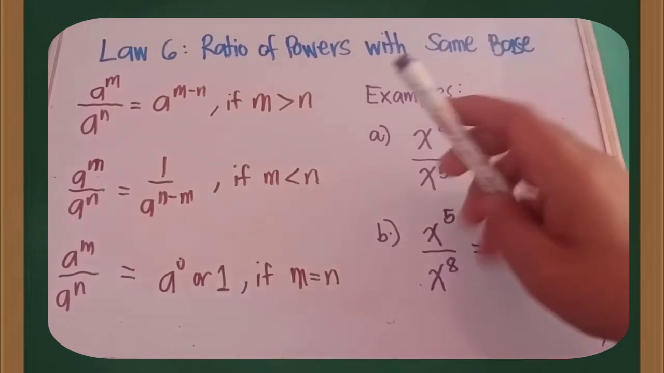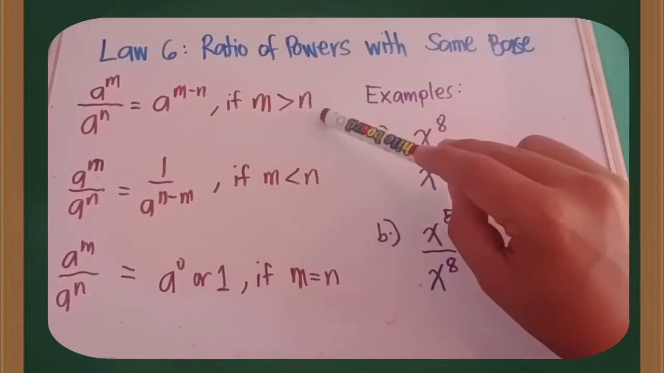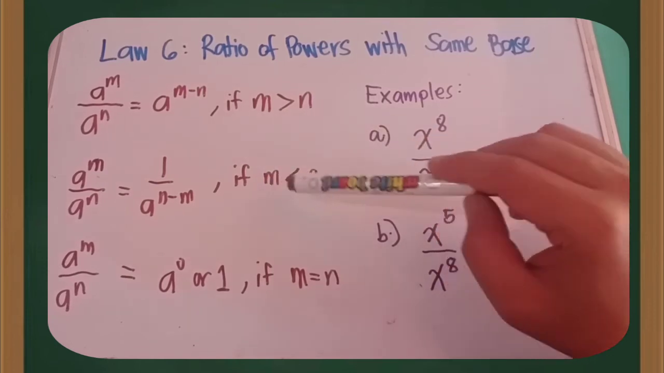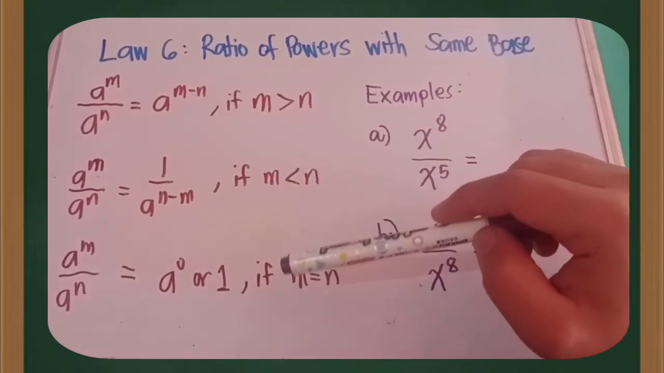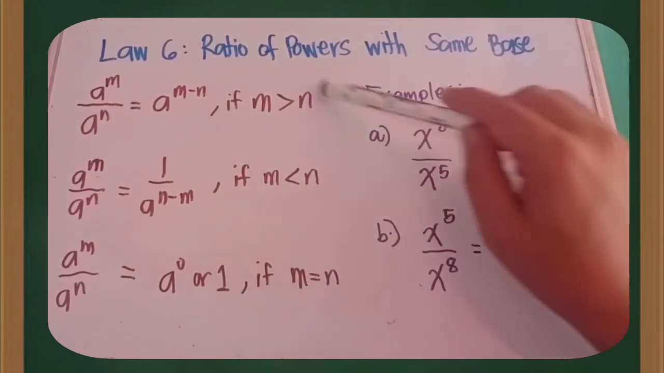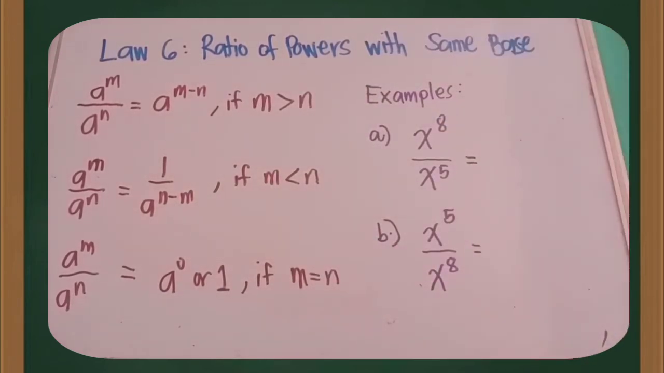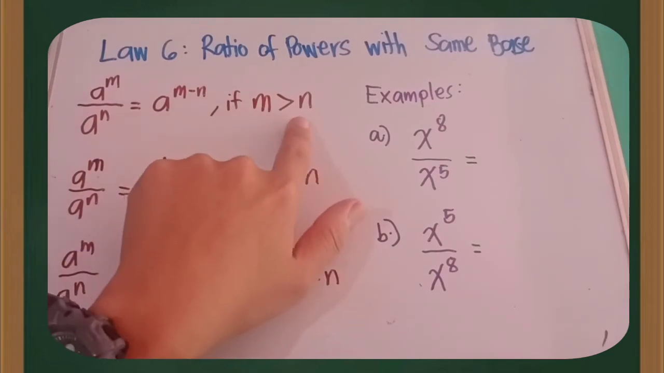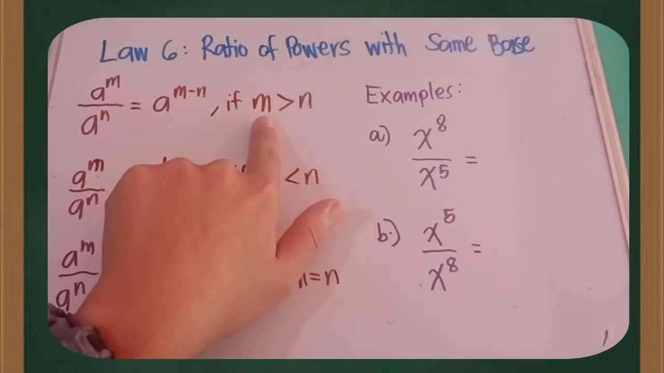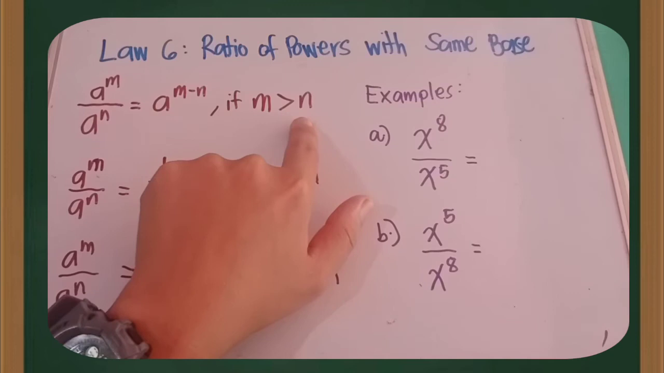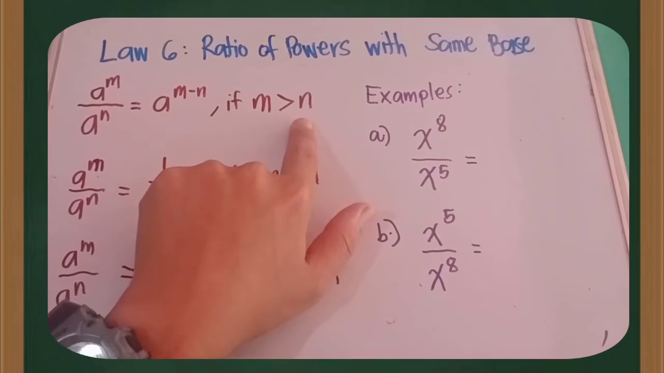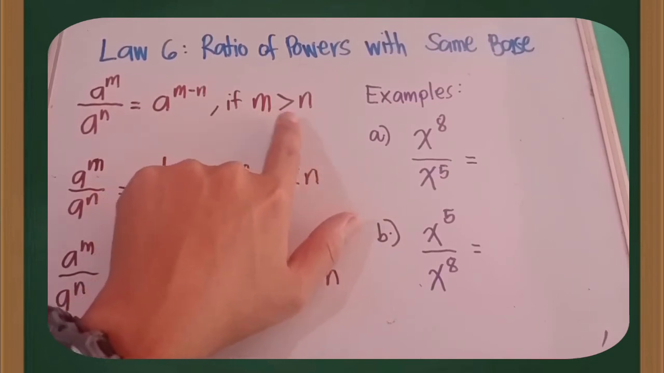But there are 3 cases nga dapat nato i-consider. The first one, if m is greater than n. The second one, if m is less than n. And the third one is if m is equal to n. So, mao ni silang tulo ka cases nga dapat i-consider. Now, what will happen if m is greater than n? Please take note, m is the exponent of our numerator and n is the exponent of our denominator.